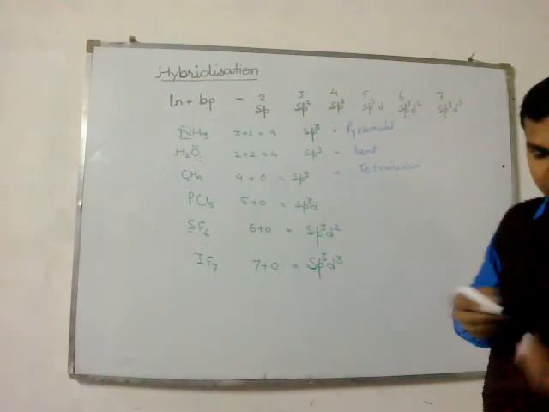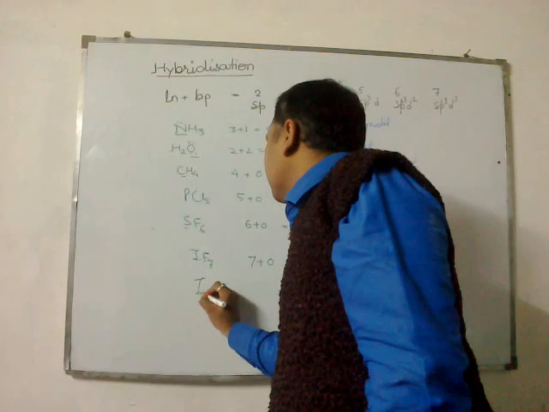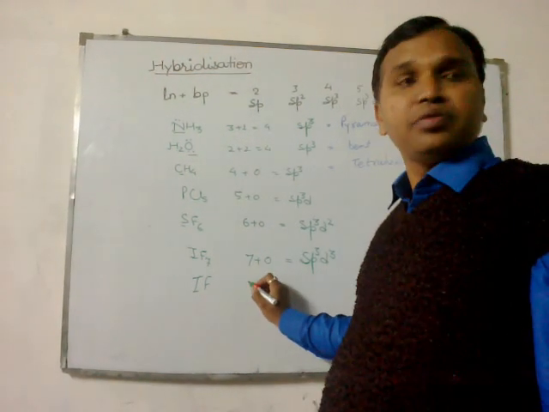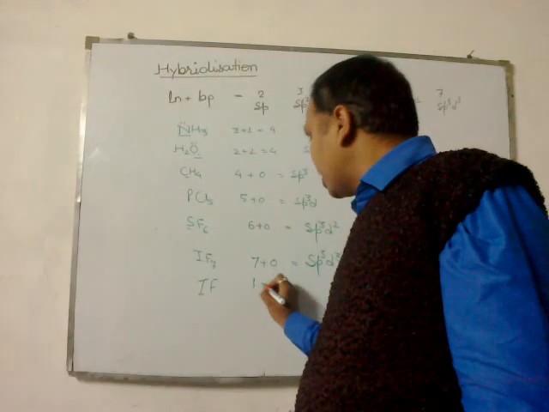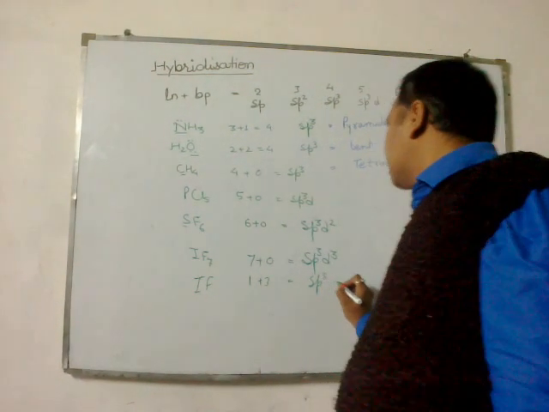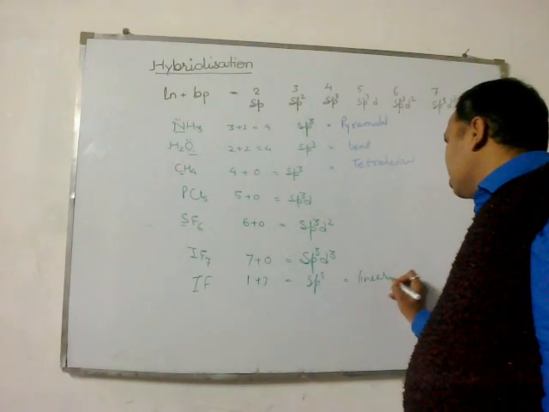We have one more condition. We can have one last example associated with this topic, that is IF. Here we have 1 bond pair and 3 lone pairs. Again it is sp3 hybridized, but its geometry is found to be linear.